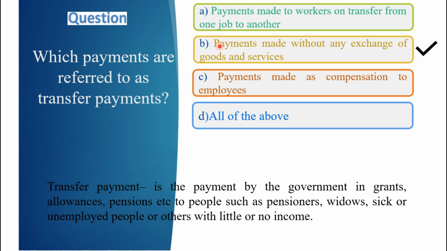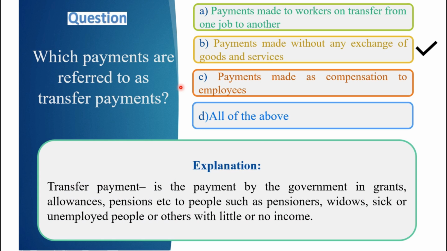And the correct answer is option number 2, payments made without any exchange of goods and services. So this is the exact definition of the transfer payment. Transfer payment is the payment by the government, grants, allowances, pensions, etc., to people such as pensioners, widows, sick or unemployed people, or others with little or no income.